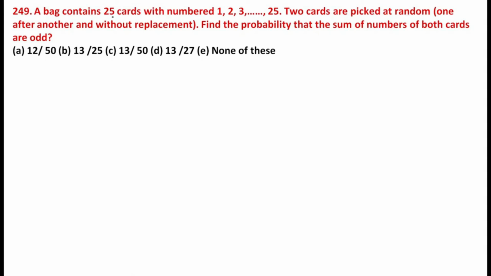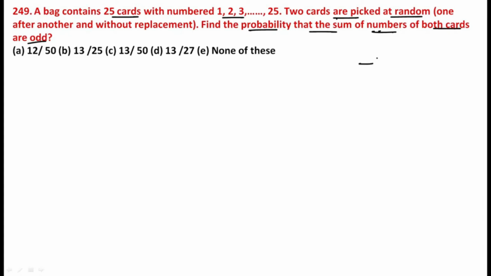Next one. A bag containing 25 cards numbered 1, 2, 3, 4, 5 up to 25. Two cards are picked randomly, one after the other without replacement. Find the probability that the sum of the numbers on both cards is odd. Now see guys, we are taking random cards. If you are picking two cards, one after the other without replacement, find the probability that the sum of the numbers on both cards is odd.